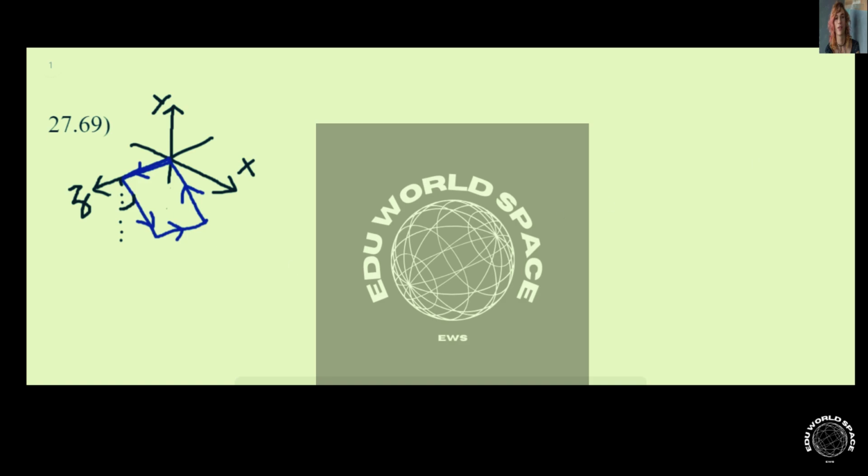Okay, so the problem we're trying to solve is this. You have a current-carrying rectangular loop of wire that's carrying a current of 8.2 amperes in the counterclockwise direction. And it's pivoted about this line on the z-axis.